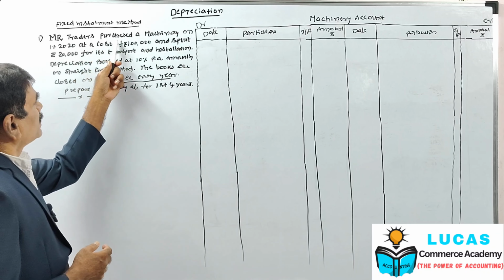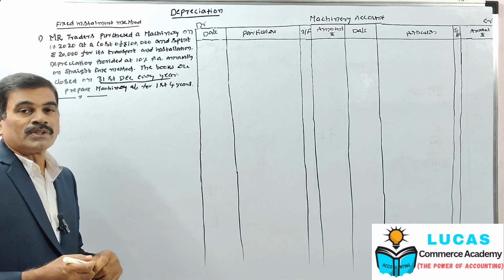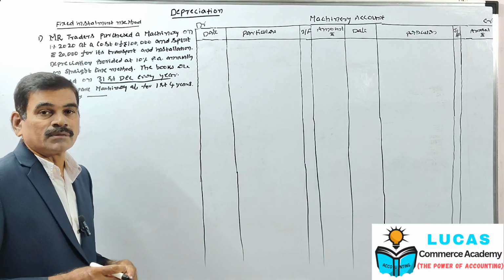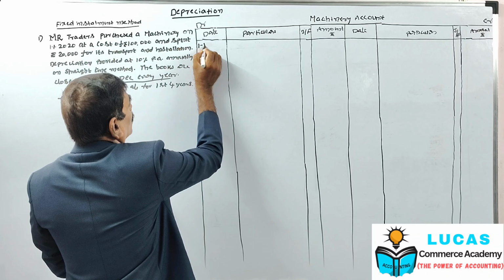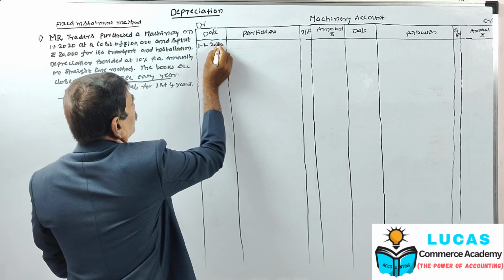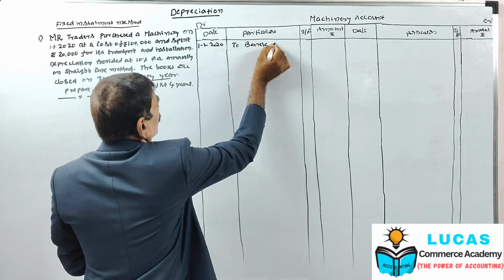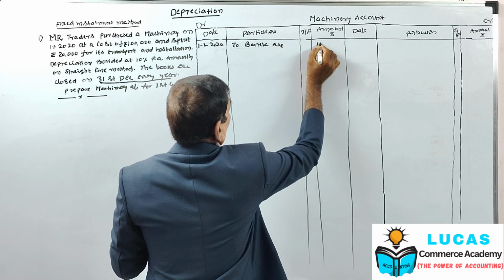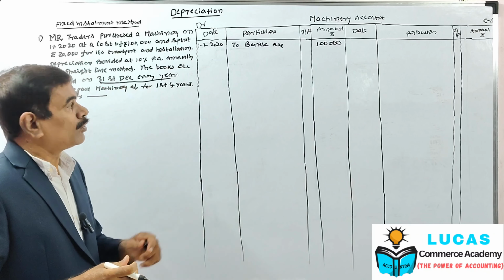Take the first one. MR Traders purchased a machinery on 1/1/2020 at a cost of rupees 1 lakh. The journal entry for this is machinery account debit to bank. In the date column, 1/1/2020, to bank account, 1 lakh.